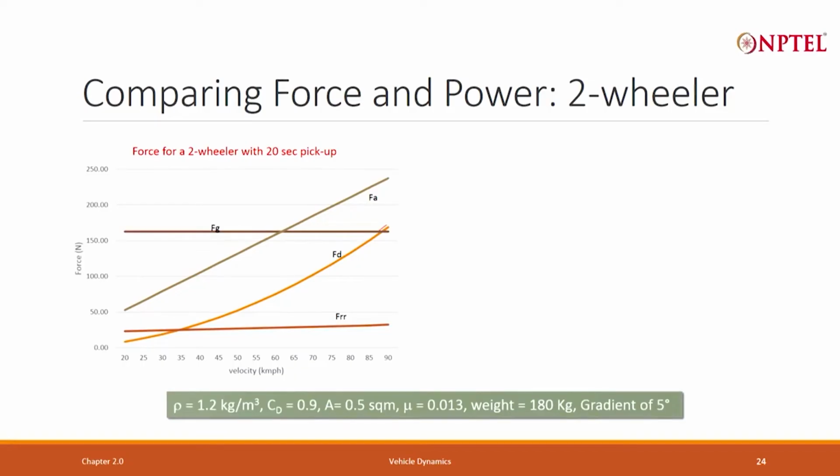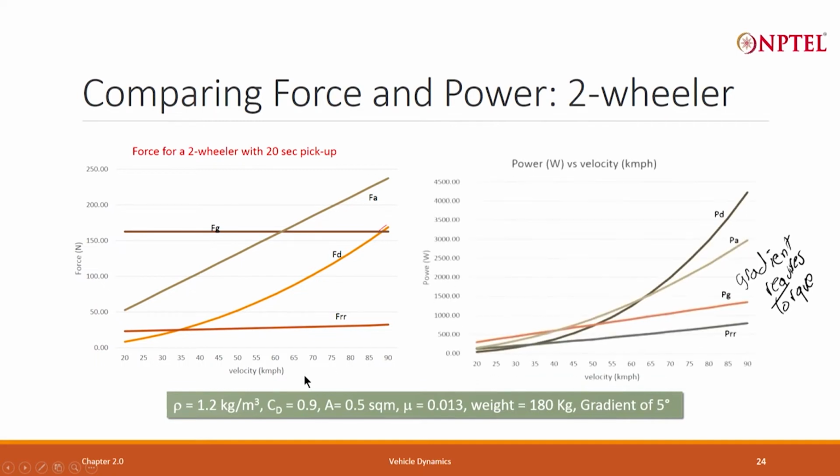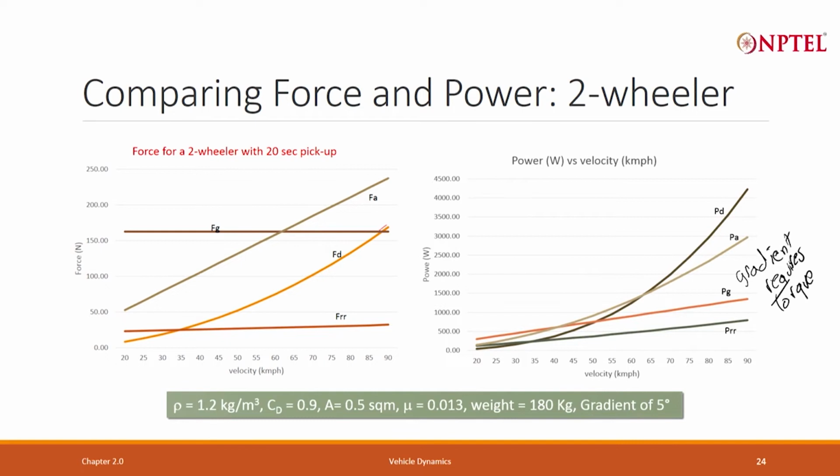Power is force multiplied by velocity. So, as velocity increases, one more velocity term will come on every one of them. So, this is the power. If you see, the rolling resistance was more or less flat, now it goes up as the velocity v, it continuously increases as velocity v increases.